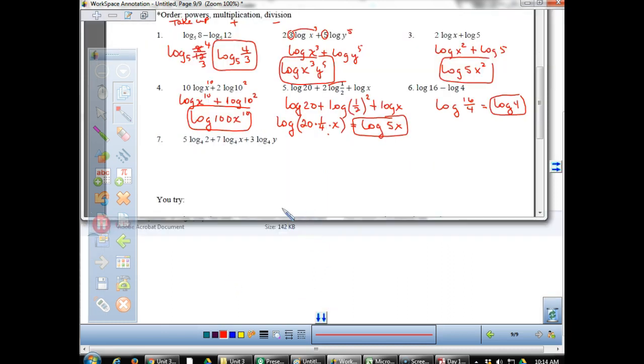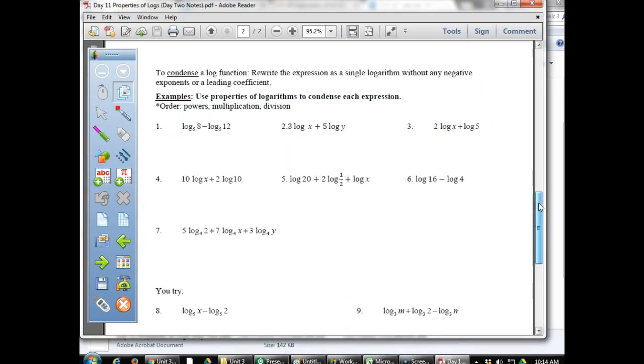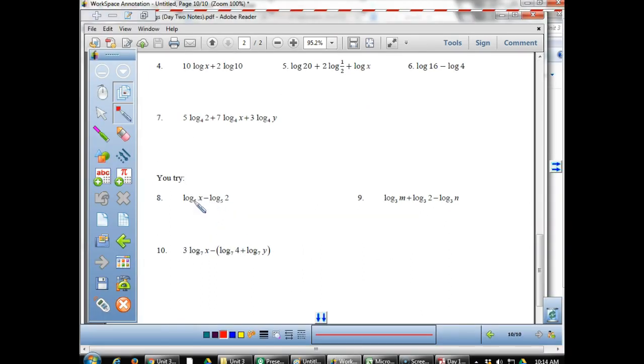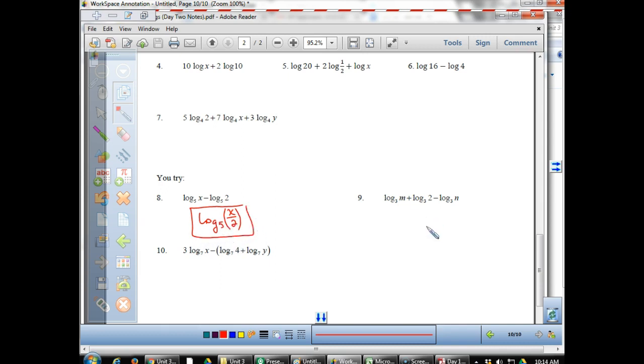Okay, let's jump down to the You Tries and pause the video and then come back and check your answers. So the only thing going on here is the subtraction, so I replace it with division. So I have log base 5, and then I have x over 2, and I usually use parentheses to kind of just make it a little bit neater and apparent what we're doing here.